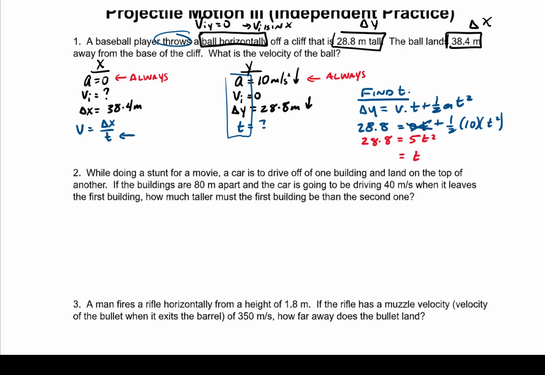We'll divide both sides by 5. I get 5.7 is equal to t squared. Take the square root of both sides, and that tells me the time is 2.4 seconds. So we're going to take that time, plug it into the x direction, so our velocity is 38.4 meters divided by 2.4 seconds, giving me 16 meters per second. This whole worksheet is just practice over that.